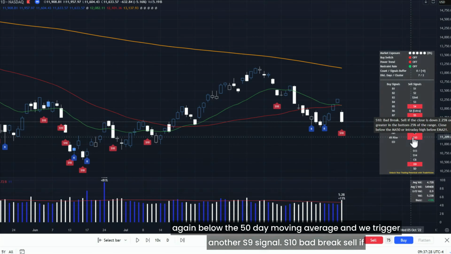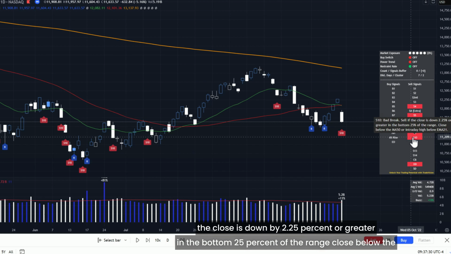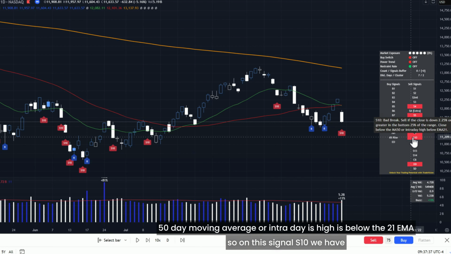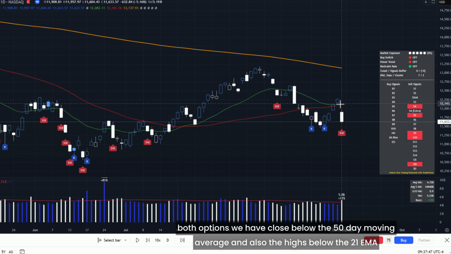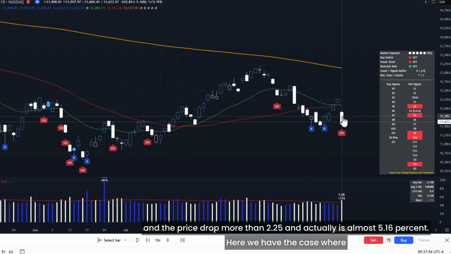S10. Bad break. Sell if the close is down by 2.25% or greater in the bottom 25% of the range. Close below the 50-day moving average or intraday's high is below the 21 EMA. So on this signal S10 we have both options. We have close below the 50-day moving average and also the highs below the 21 EMA, and the price dropped more than 2.25, actually almost 5.16%.